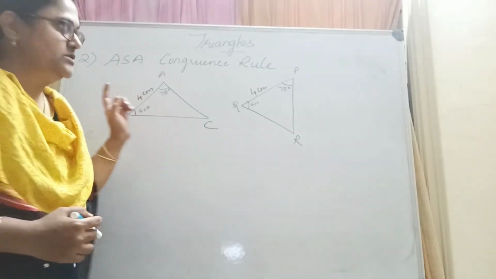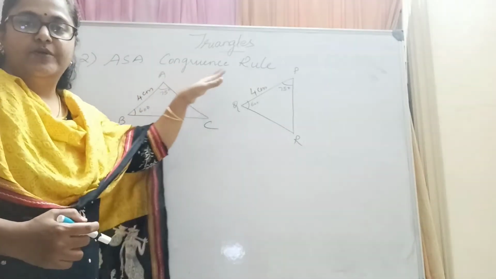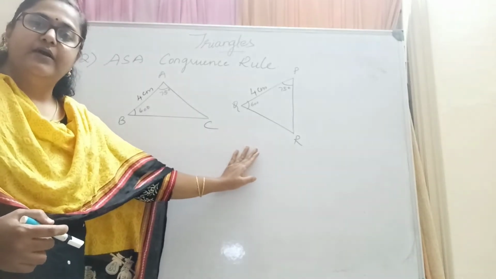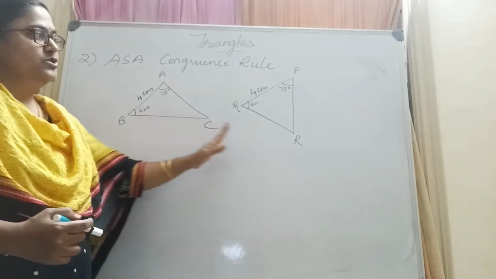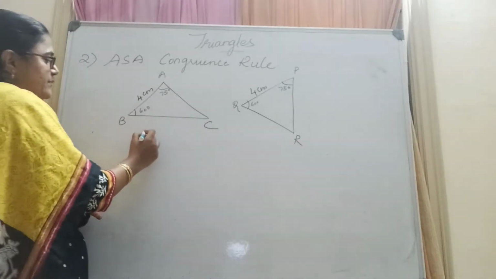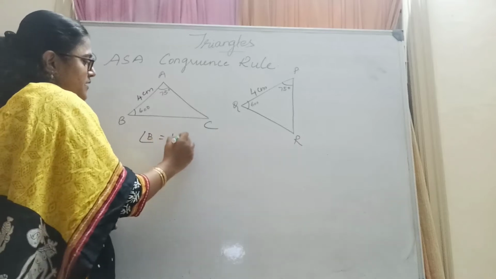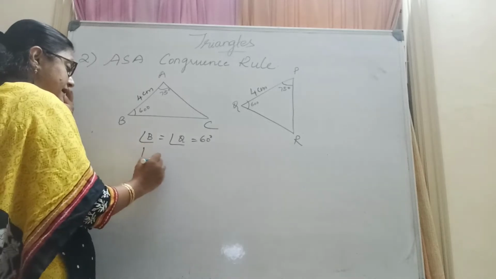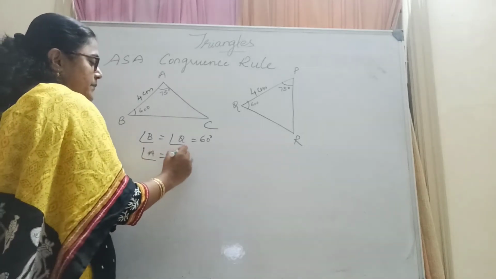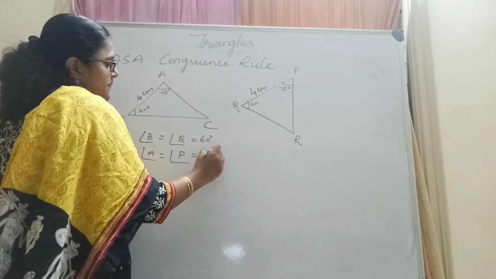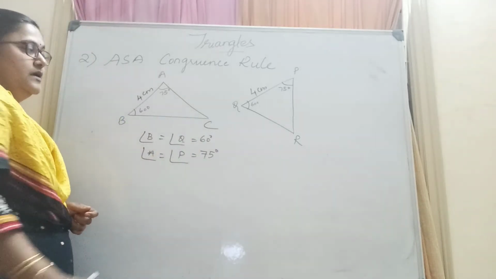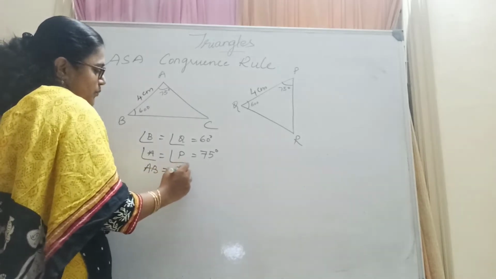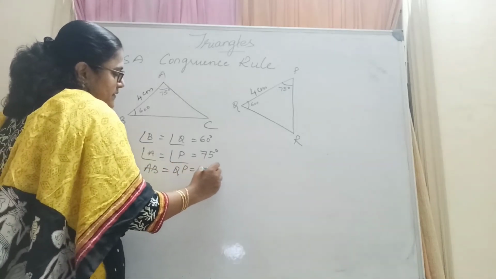Moving on to the next congruence rule, ASA congruence rule. Now say I have been given two triangles and I am asked to prove that they are congruent to each other. Now looking at these two triangles, you can make out that angle B is equal to angle Q is equal to 60 degrees. Right? And angle A is equal to angle P is equal to 75 degrees. Right? Now, side AB is equal to side QP is equal to 4 centimeters.